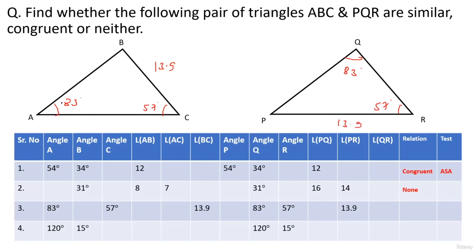Now, guys, the two triangles are definitely similar because ये 83 है, ये भी 83 है. ये देखो, ये 57 है, ये 57 है. Two angles are given as equal. That means AA test तो हो गया, triangles are similar.